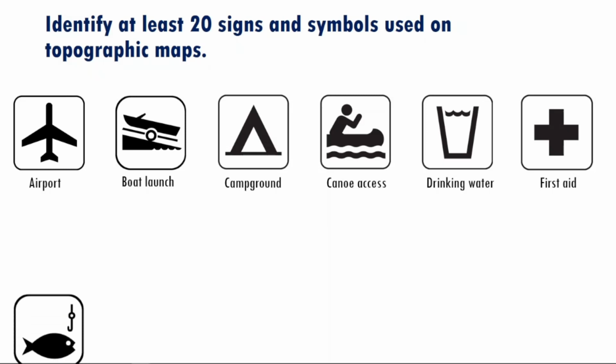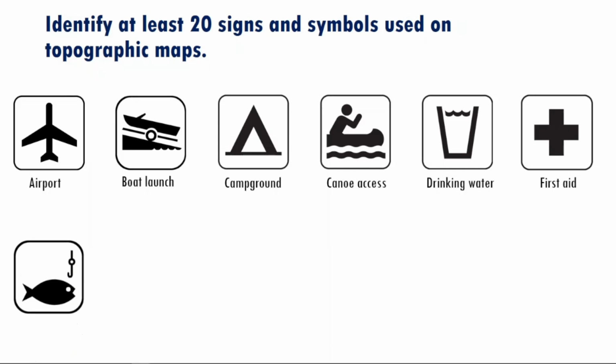All right. Let's look at this one. The fish and the hook. This is simple. It says you have a fishing access. It's an area for fishing.